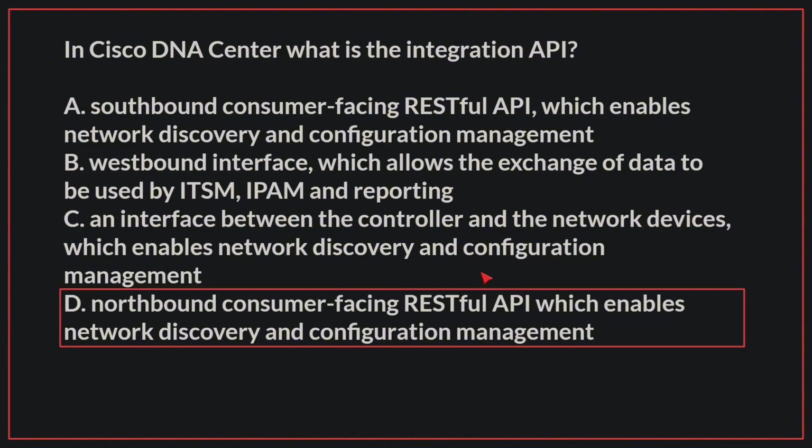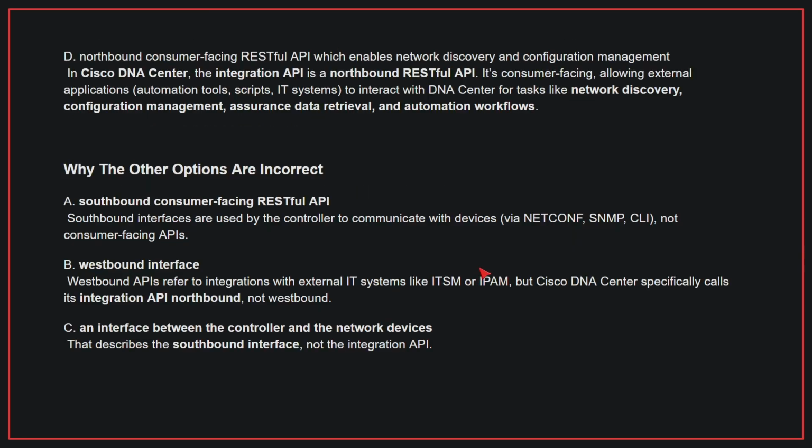The correct answer is D. Northbound consumer-facing RESTful API, which enables network discovery and configuration management. In Cisco DNA Center, the integration API is a northbound RESTful API. It's consumer-facing, allowing external applications to interact with DNA Center for tasks like network discovery, configuration management, assurance data retrieval, and automation workflows.